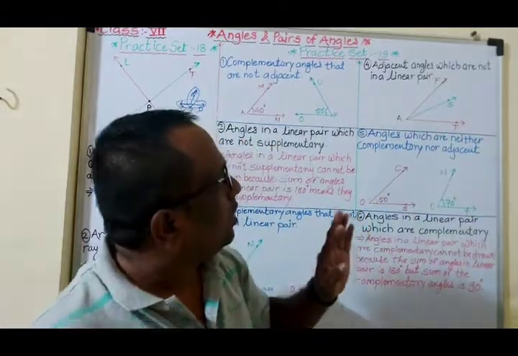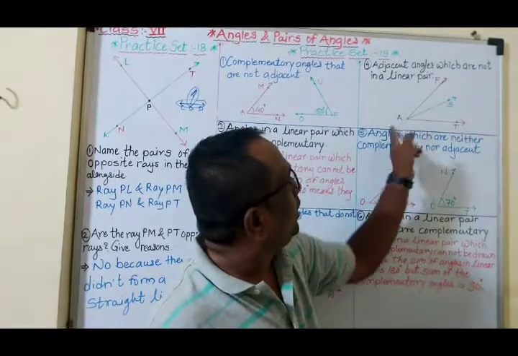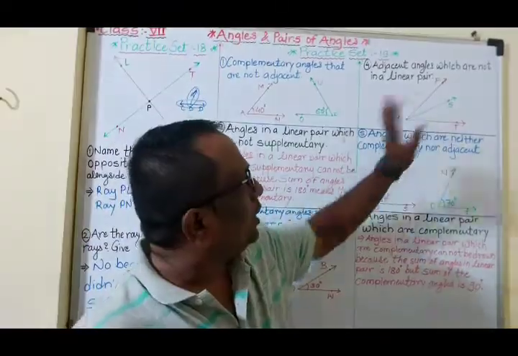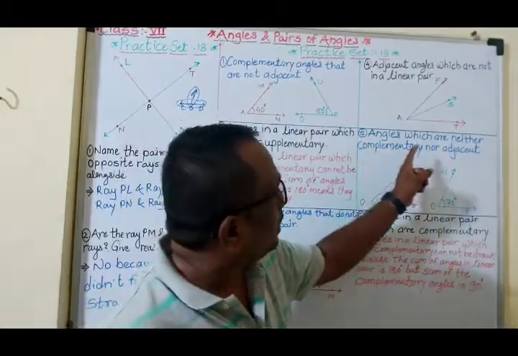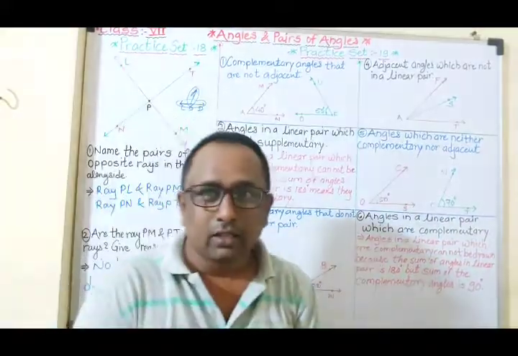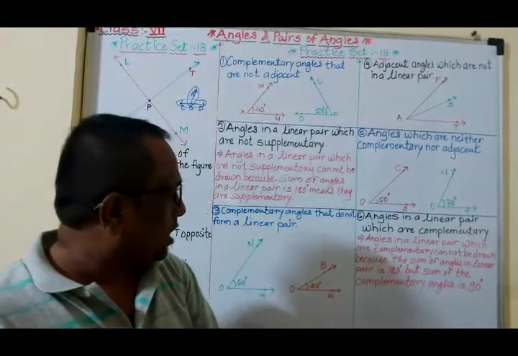These are the adjacent angles, or you can read FAS, TAS. Like this way you can read, but they are not in a linear pair. Now the fifth one, angles which are neither complementary nor adjacent. We have to draw angles which are not complementary and not adjacent.